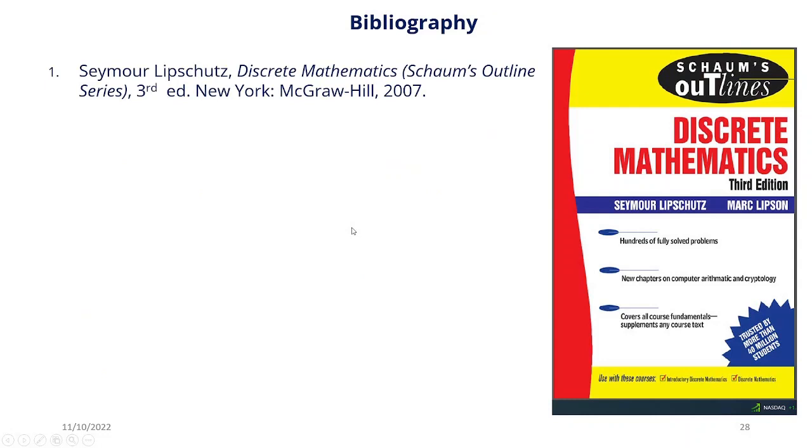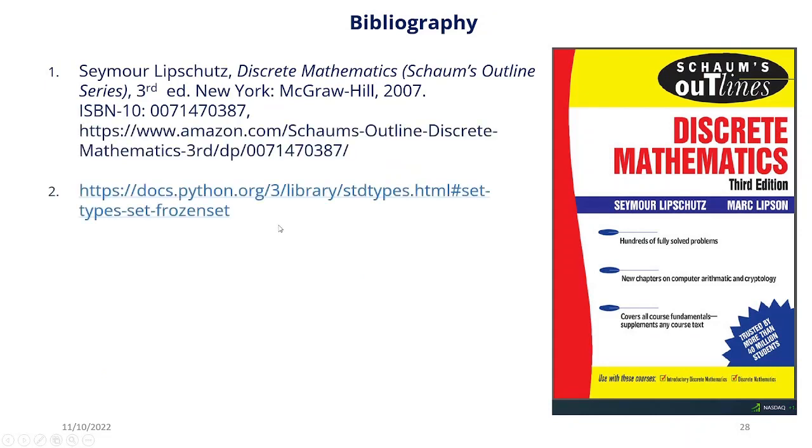Most of the topic on set theory today was taken from the book of Seymour Lipschutz's Discrete Mathematics. That's the ISBN, and that's the link on Amazon. Also, the Python codes on sets are from the Python documentation on sets. The rest of the bibliography remains the same.